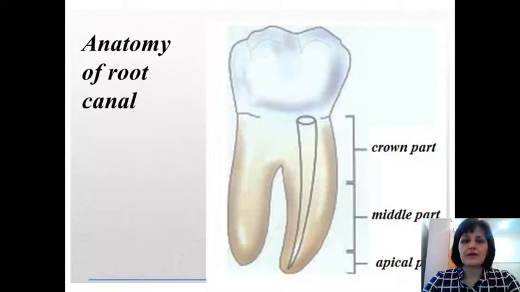Usually we divide the root canal into several parts. The first part, the coronal part, is close to the coronal part of the tooth. The second part is the middle part between coronal and apical part, and the third part is apical, in the apex of the root of the tooth.